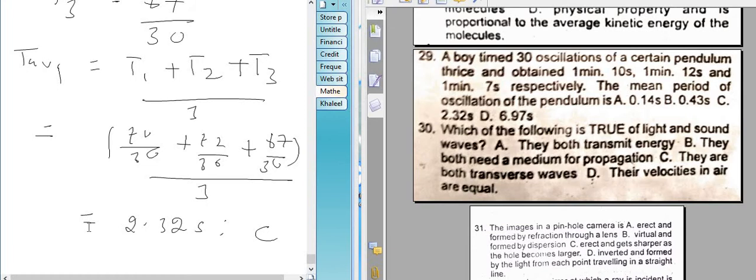Option B, they both need a medium for propagation, is wrong. Actually, sound needs a medium for propagation, while light does not require a medium, because it is electromagnetic. They are both transverse, which is wrong, because light is transverse while sound is longitudinal. Their velocities in air are equal, which is wrong, because sound travels at a velocity less than the velocity of light, while light travels at the exact velocity of light. That is the reason. So for question 30, the correct answer is A.